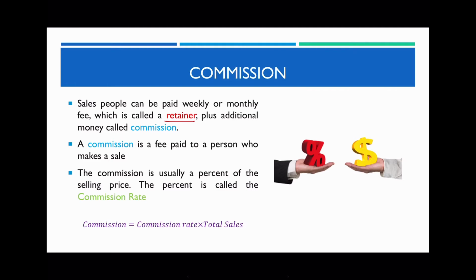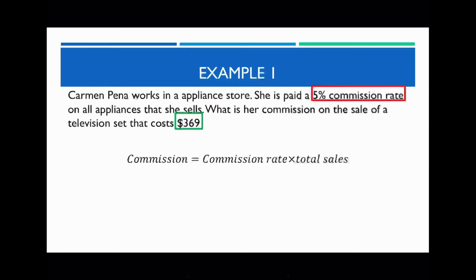However, depending on how many sales you've actually generated, you'll also earn commission, which is extra money on top of that. A commission is a fee paid to a person who makes a sale. More sales, more commission. And this over here is the formula that calculates how much extra money you're going to make in terms of commission. That's going to be your commission rate, which is a percentage, multiplied by the total sales that you made. This is something you've already copied previously, so make sure you also refer to and use this formula when you're doing your post-test. So we're going to look at this first example over here.